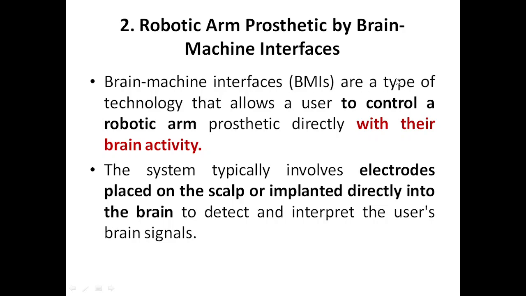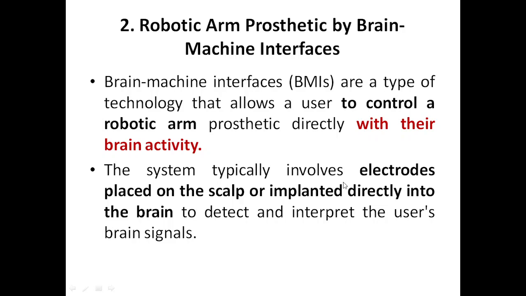These interfaces are a type of technology that allows a user to control a robotic arm prosthetic directly with their brain activity. So you are using the brain activity to control the robotic arm directly. There is no muscle movement involved. You are directly recording the brain's activity, and based on that the robotic arm works. For example, if in my brain I think that I want to hold this phone, then this arm should be able to hold that phone. That is why it is called brain machine interface.